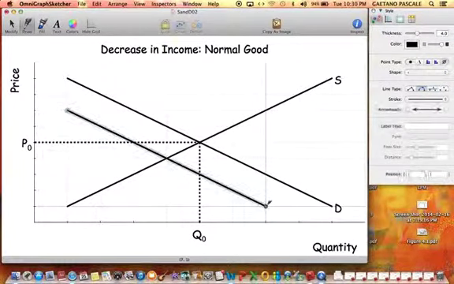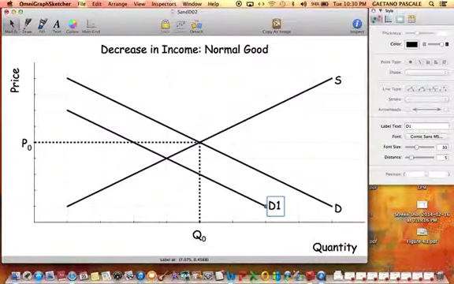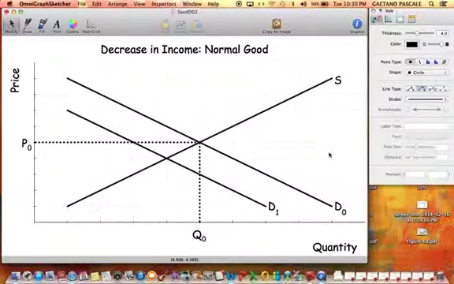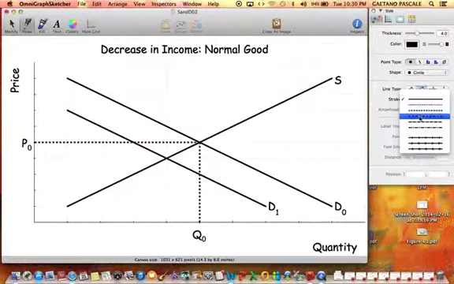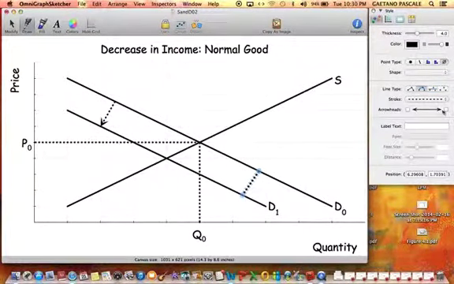If I draw in a new demand curve and label that D1, and make this D0, I am showing that D0 is the original demand curve, and here is our new demand curve, D1. Again, you can draw in arrows if you like to show that the demand curve has shifted inward. So we have an arrow there and an arrow here, showing that the demand curve has shifted inward.